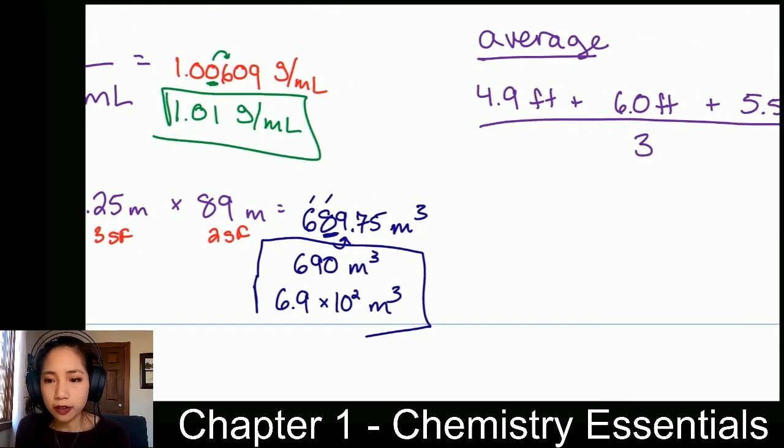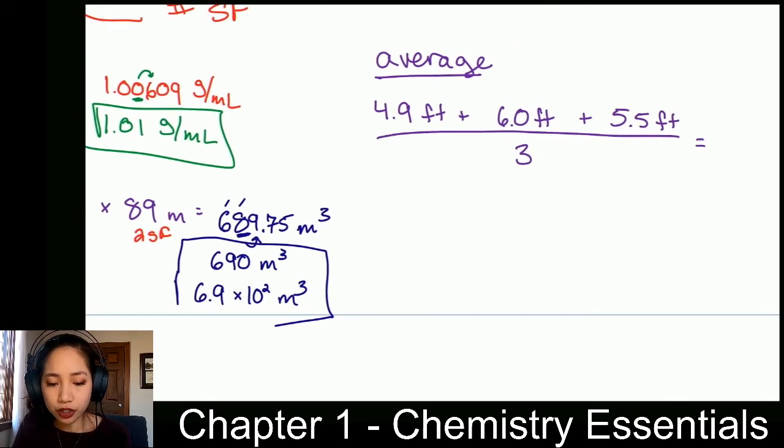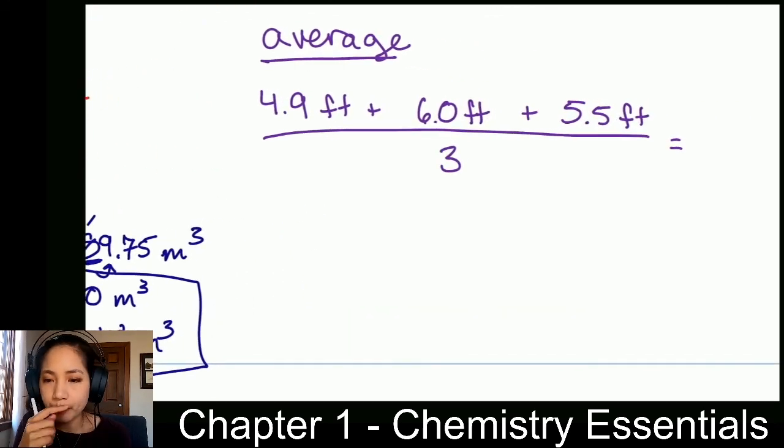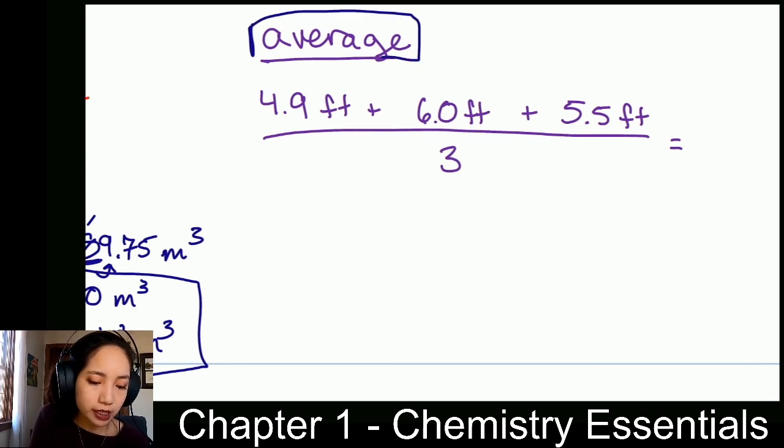So before I finish this lecture video, let's do a combination of sig figs in a question. So taking an average of something. Let's pretend we want to take an average of 3 people's heights. So let's look at the sig figs involved with taking an average. Those heights are 4.9 feet, 6.0 feet, 5.5 feet, divided by 3. That's how you take the average.